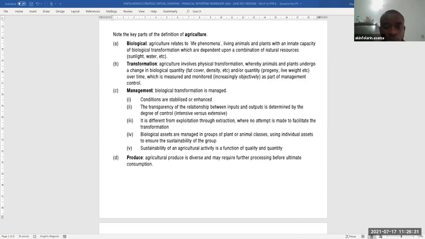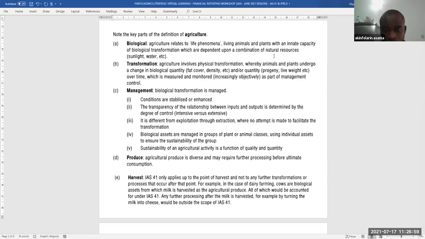So other key parts of the definition: biological. This means agriculture relates to life phenomena, living animals and plants with an innate capacity of biological transformation, which are dependent upon a combination of natural resources, for example, sunlight, water. Now, transformation. Agriculture involves physical transformation, whereby animals and plants undergo a change in biological quality, that is the fat cover, density, etc., or quantity, for example, live weight or progeny over time, which is measured and monitored increasingly objectively as part of management control.